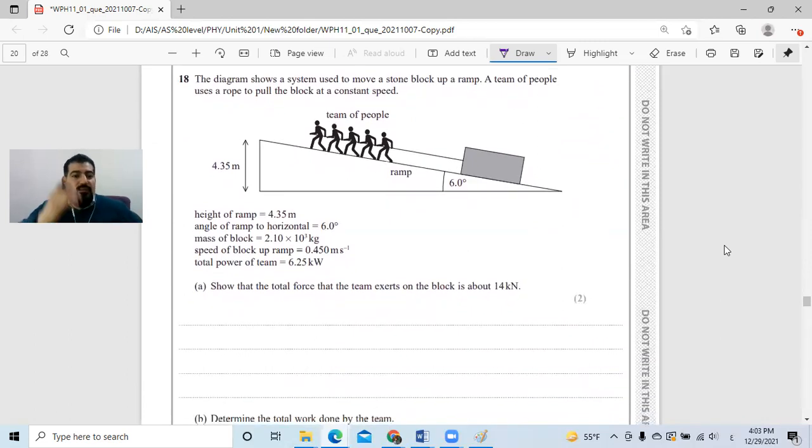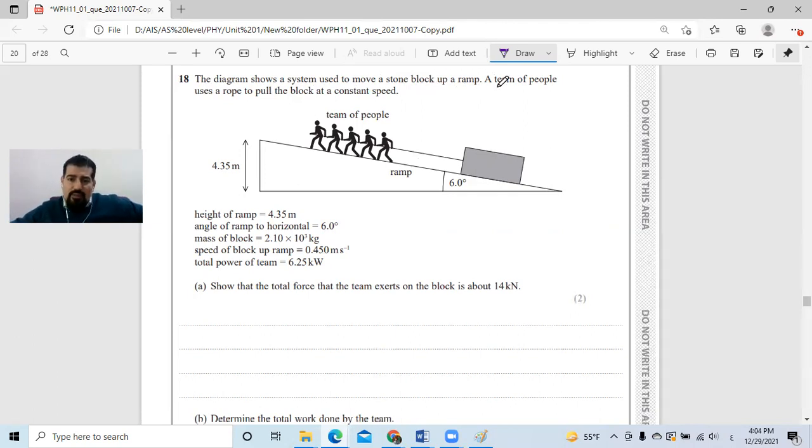Question 18. The diagram shows a system used to move a stone block up a ramp, like when they build pyramids. That was one of the theories, and that wasn't correct. It's written in the Quran from 1,400 years ago. It's not like this. They put molten sand in the place that they put it on the pyramids, and they use wood to fix its position.